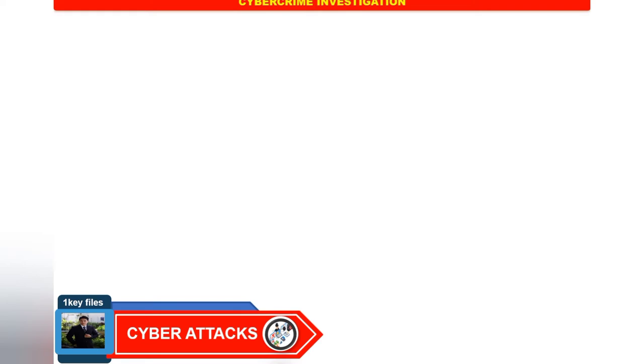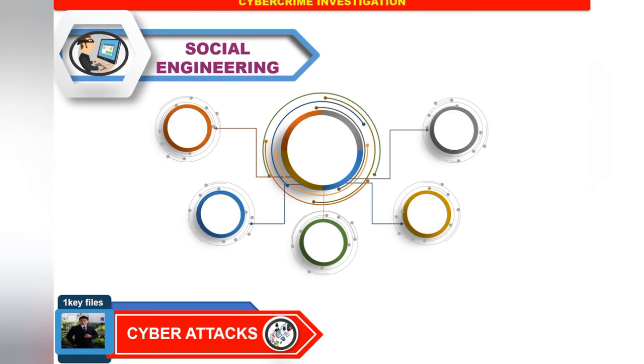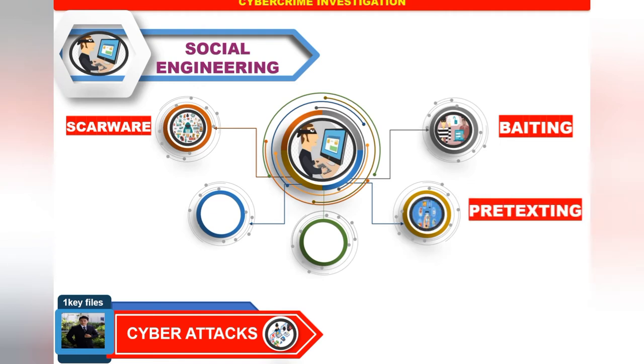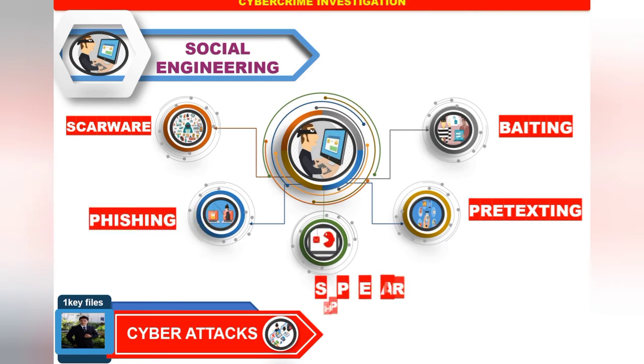To discuss further, I will show you an illustration of how social engineering is instigated. First is baiting. Second is scareware. Third is pretexting. Fourth is phishing. And the fifth one is spear phishing. This time we are going to discuss them in detail.